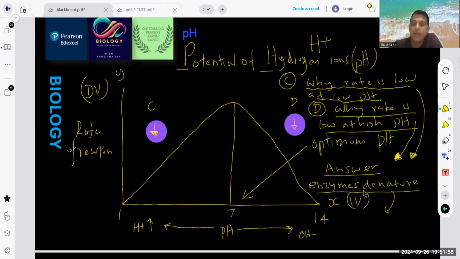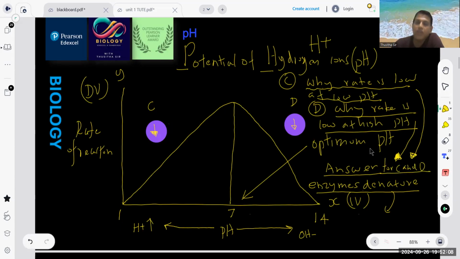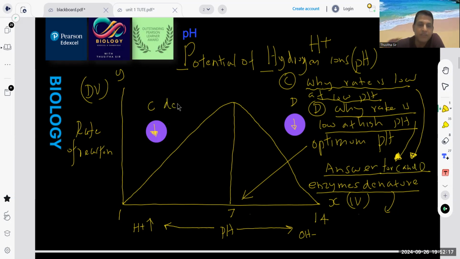This is the answer for C and D, for both. We have one answer because in both cases the enzyme denatures. Here denature and here also denature. So what is the meaning of denature?